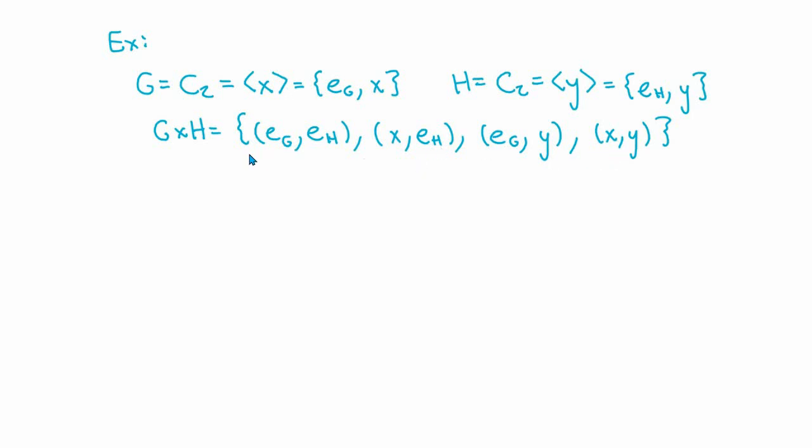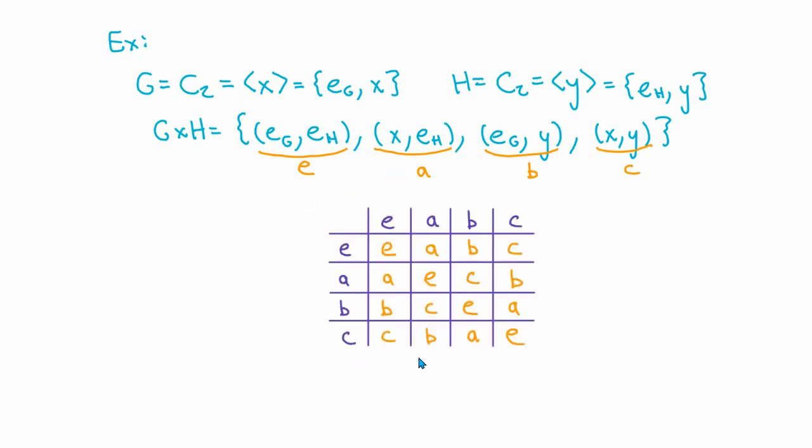To understand the group structure of the direct product, let's label these elements. We'll call the first one e because we know it's the identity in the direct product, and we'll call the other elements a, b, and c. Now, if I build the multiplication table of this direct product, it looks like this. Because, for example, if I multiply a by itself, then I get x squared comma the identity, and since x squared is the identity in G, I end up with the identity in G cross H. So a squared is the identity.